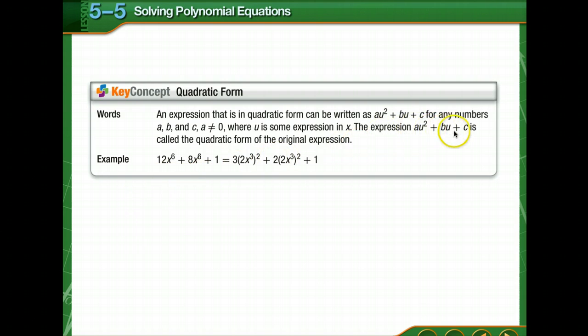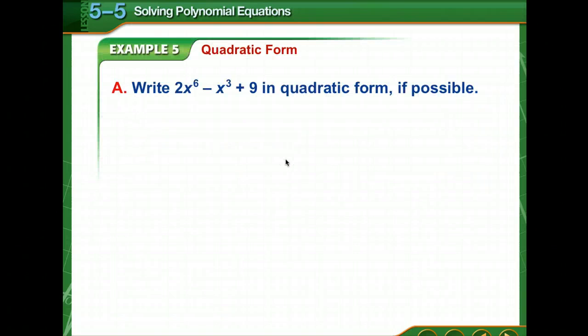Here's our quadratic form. So when we've got x to the 6th, we want to make it squared. So we're going to have u equal 2x cubed. We're going to substitute a u in for 2x cubed so it's in the quadratic form, and then we go back and plug it back into the original expression. Let's see what that looks like in an actual problem.